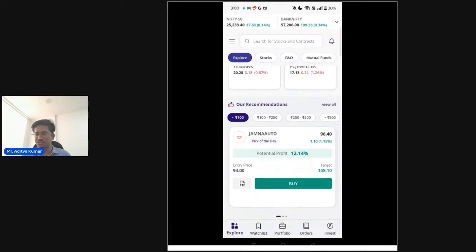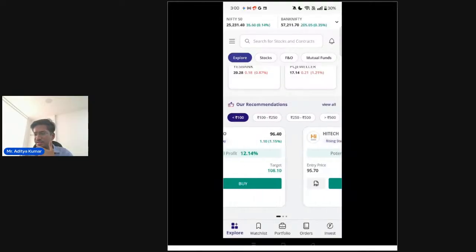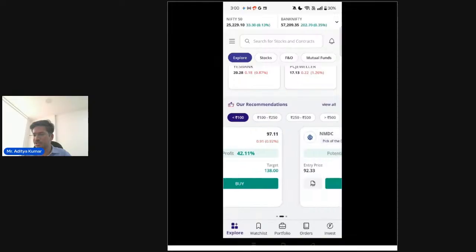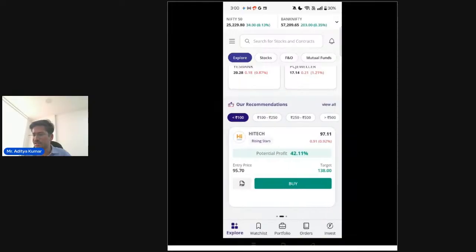Here you can see the stocks grouped by price ranges like 100 to 250, 250 to 500, and more than 500. It will give you an understanding if your budget is a bit lower, if you want to just start with 100 or anything like that, so you can see our research recommendations here. It shows in 100 what stock you want to buy and the potential profit you can expect in the future. This is also a pick of the day stock in the below 100 price.